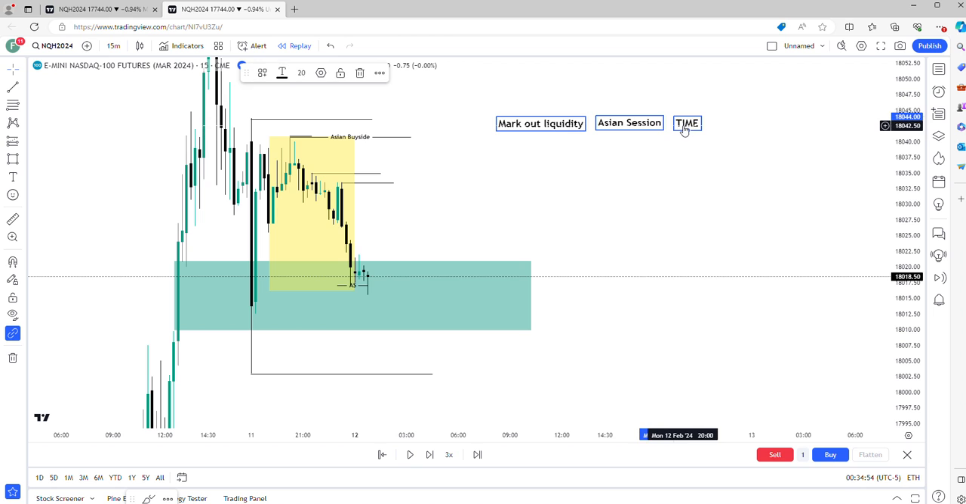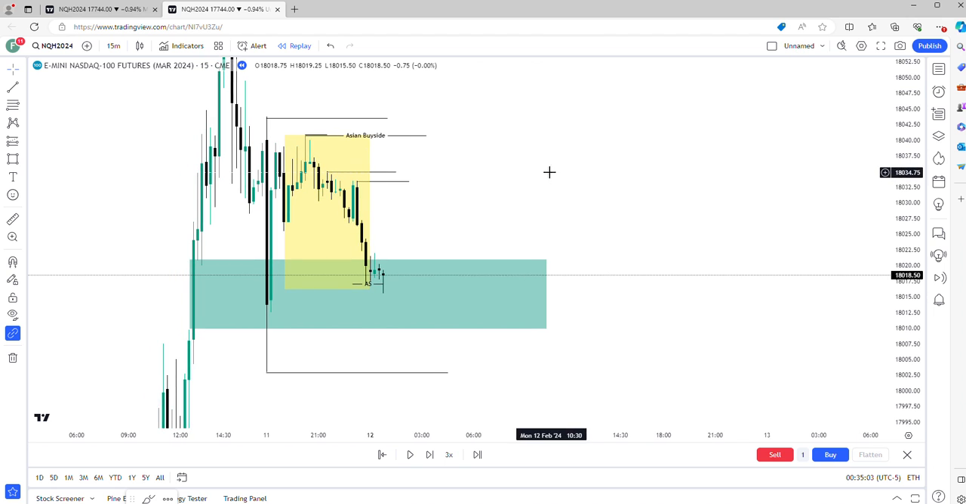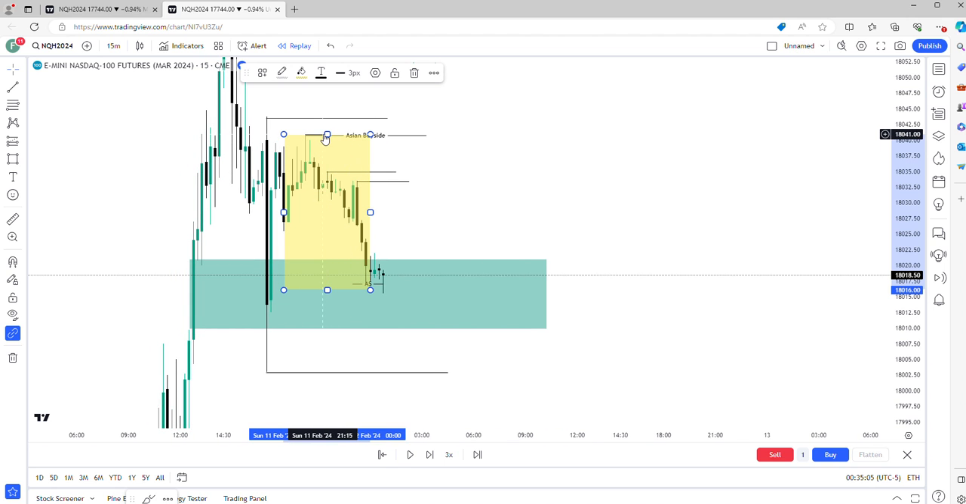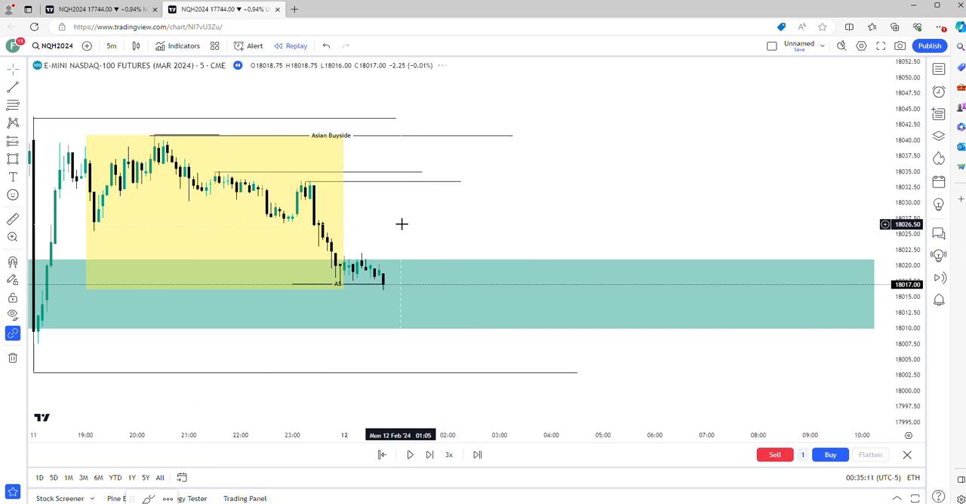You have to trust time, because without time, it doesn't matter what happens with price. Time is really important with any strategy, whether it's London, whether it's Asian, whether it's AM session or PM session. So again, this is what I do every single day, and we're going to back test the whole week. Now this is the 15-minute time frame. Let's go down now to the 5-minute time frame.